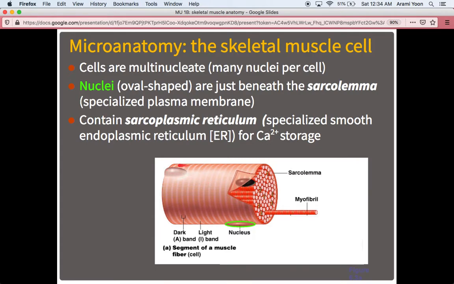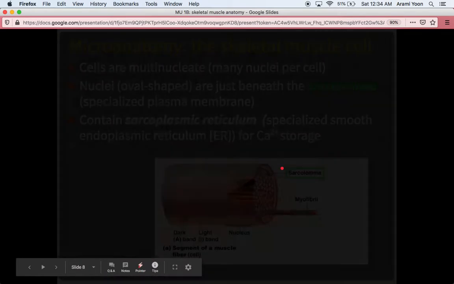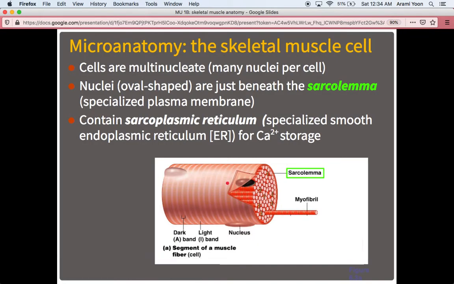So here you'll notice we have 1, 2, 3 nuclei. The other thing I want you to notice, besides the fact that you have multiple nuclei, which is really weird, is that in a typical cell in your body, you would expect the nucleus to be in the center of the cell. But in a muscle cell, they're pushed up right underneath the sarcolemma. And the sarcolemma is the plasma membrane that surrounds the entire muscle cell, but it has a special name because it has a specialized function.